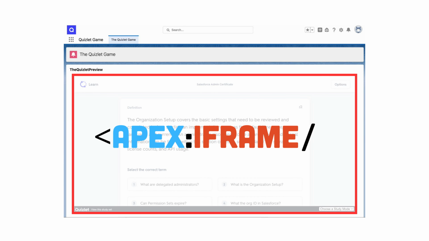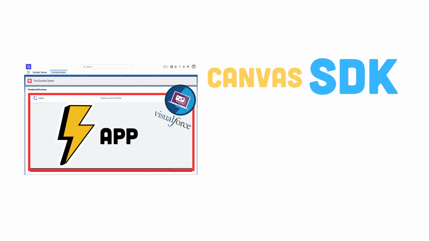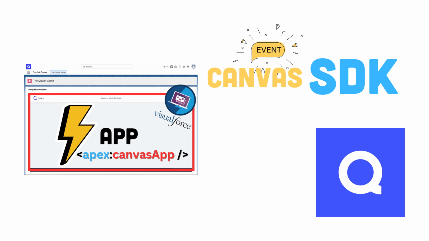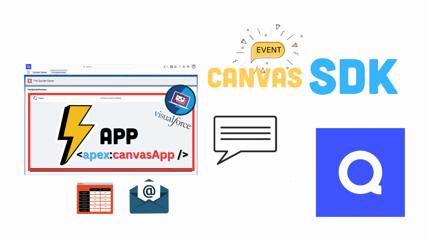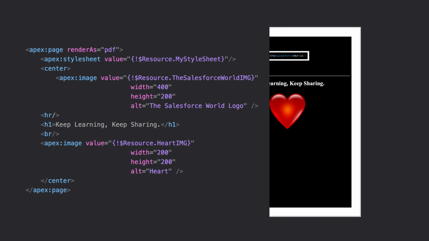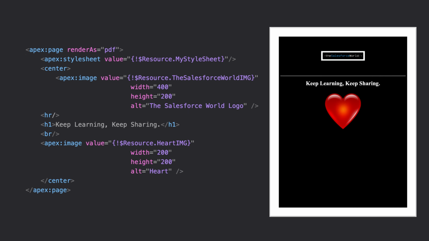We could also use something advanced such as Canvas SDK, where we create a Lightning application that can then be embedded into a Visualforce page using the Apex Canvas app component. This will result in a tight integration between Salesforce and the external side, and can communicate with one another using Canvas events. These events, when received, can then be used to initiate processes such as creating records in Salesforce or sending emails to users. Adding a render as attribute with a value of PDF to a Visualforce page will render the whole UI as a PDF, which in fact becomes handy when creating PDFs.